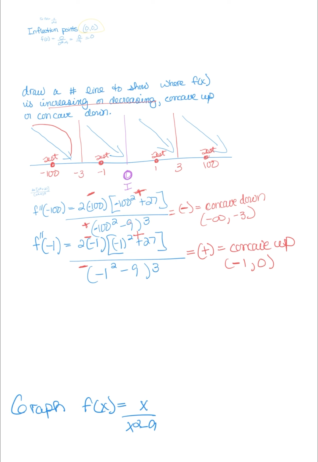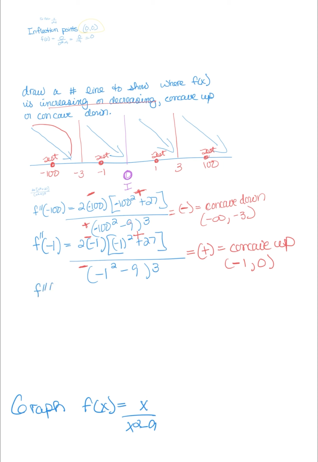And if you're like, hold on, how did that happen? Because we weren't at an inflection point. Well, we hit an asymptote. And things change because these are like complete breaks in our graph. So you always have to check what's going on around your asymptotes because things change. So there we go. We found that out.